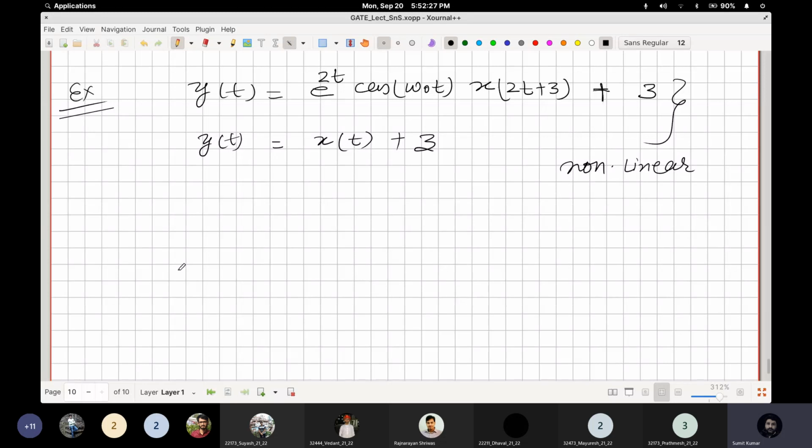Now let me give you some very simple problem which you can easily see. You have y of t, and y of t is equal to 2 to the power x of t. Tell me whether this system will be linear or not.